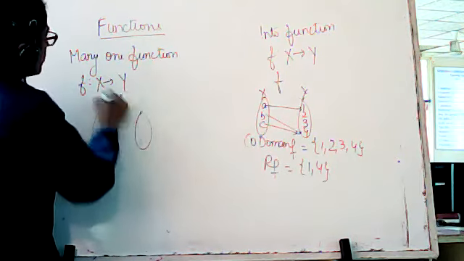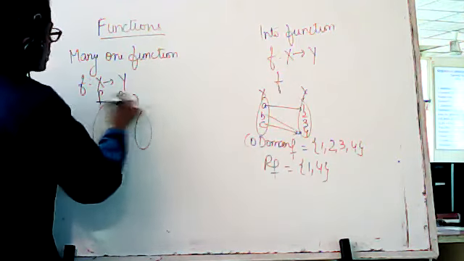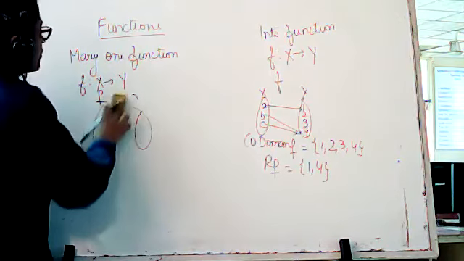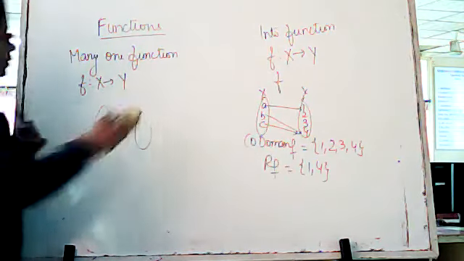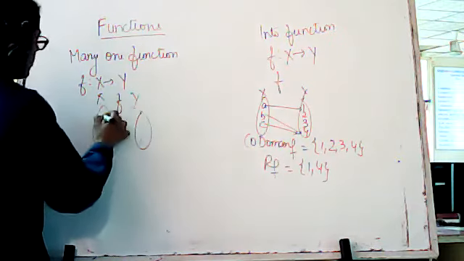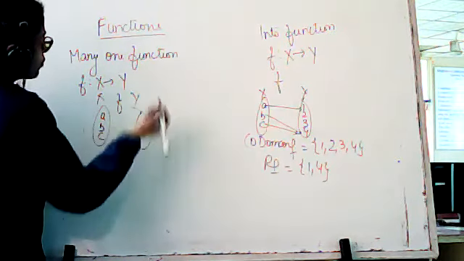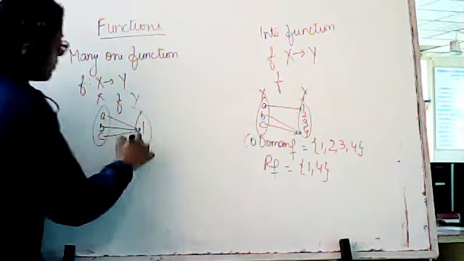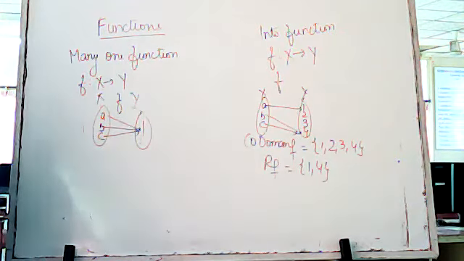For example, this is a function f from the set X to the set Y. Suppose we are having only a single element in the set Y. Then all the elements have the same image. So this is called many-one function.